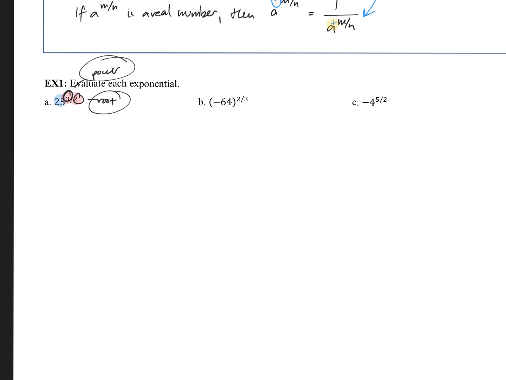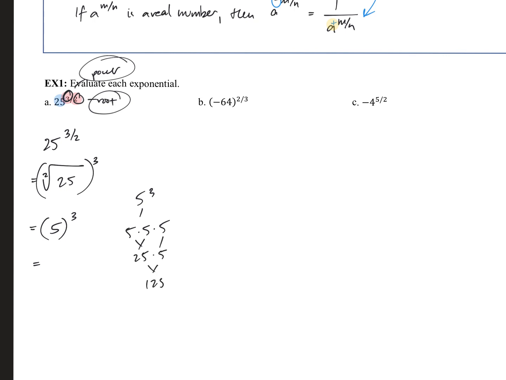So let's follow that method. We'll root it and then cube it. So 25 to the 3 over 2 is going to equal the square root of 25 raised to the third power. Square root of 25 is 5. Raised to the third power, once again, 5 to the third power is 5 times 5 times 5, which is 25 times 5, that's 125. And we're done. A lot easier than trying to find 25 to the third power. So let's take a look at the next one.